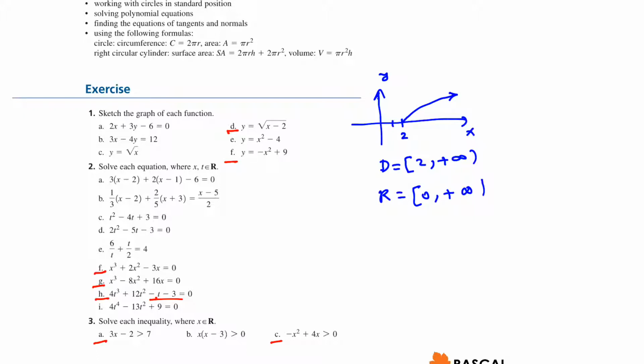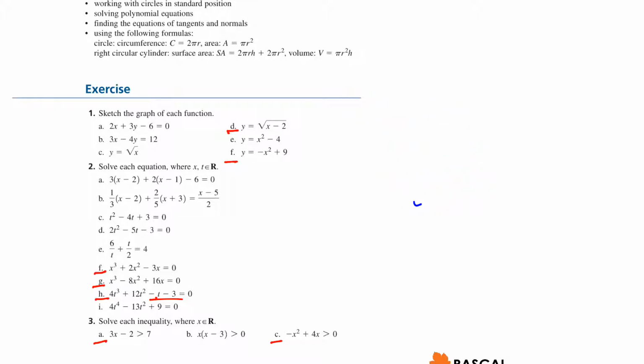Part F, sketch the graph of negative x2 plus 9. It's a parabola. The direction of opening of the parabola is downward. Negative 3 and 3 are the x-intercepts. 0 and 9 is the maximum.